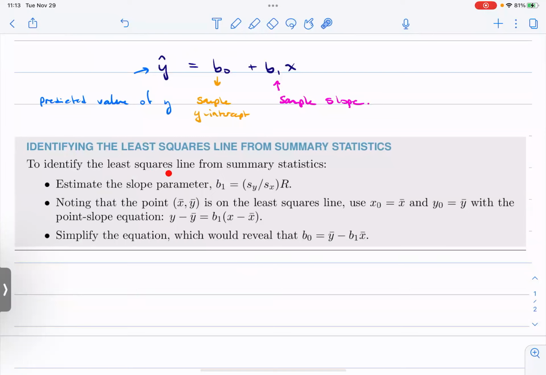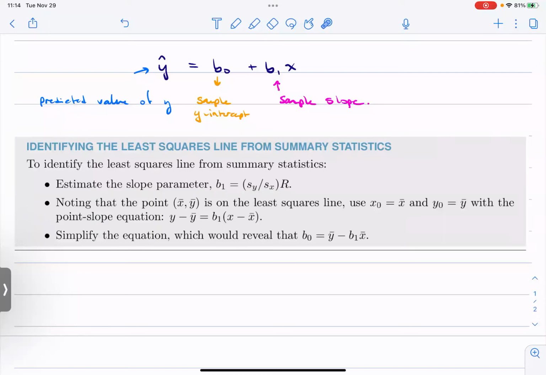To identify the least squares line from summary statistics, that means we're going to have to be given this information, which I will give you. Remember that from your scatter plot, you're going to have a column of X's and a column of Y's, and that many observations. From each column, you could find the standard deviation and the mean. So you're going to have a standard deviation of X, a standard deviation of Y, the mean of X, the mean of Y. These all depend on assigning the X's and the Y's appropriately.